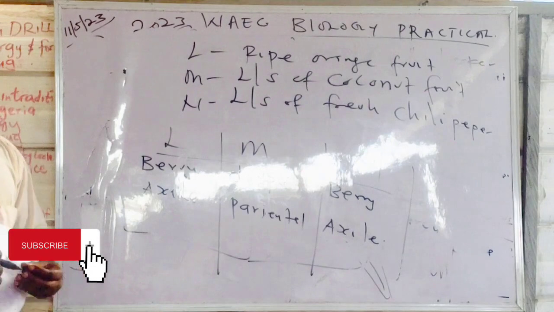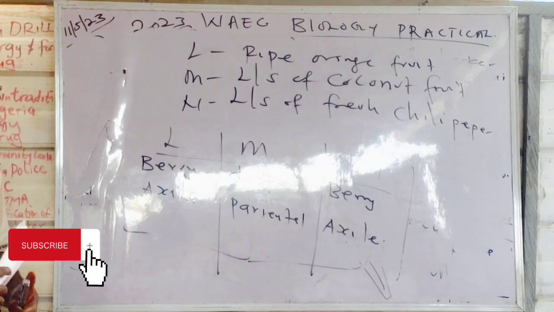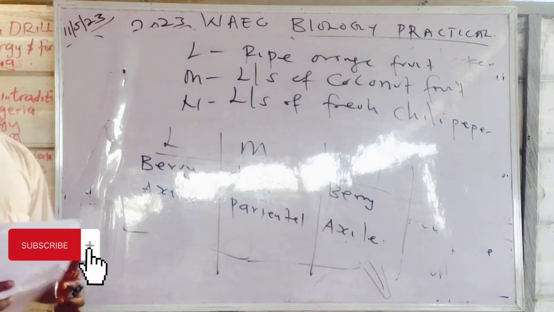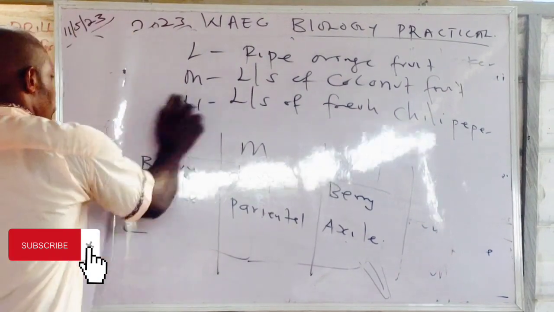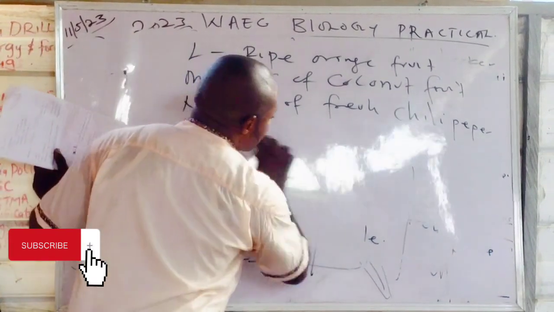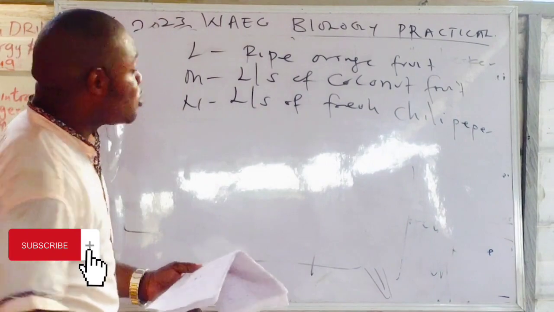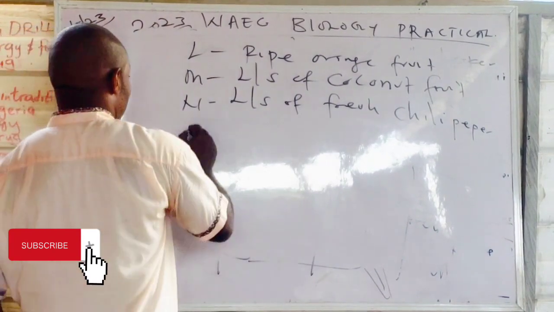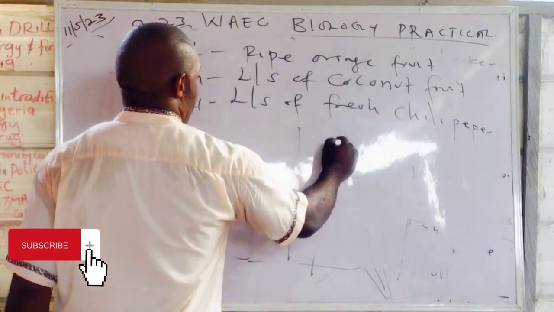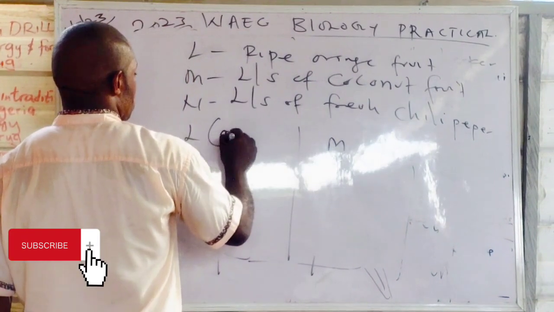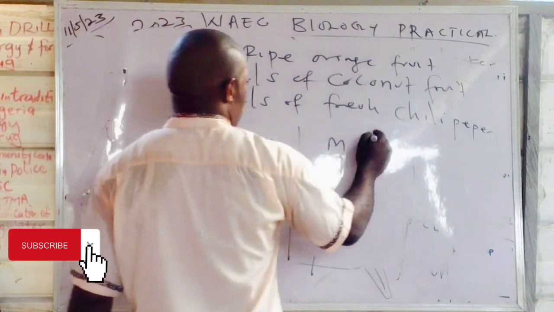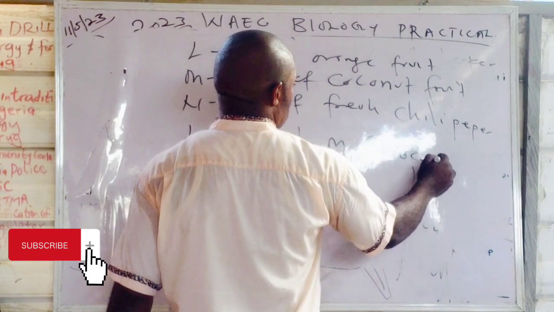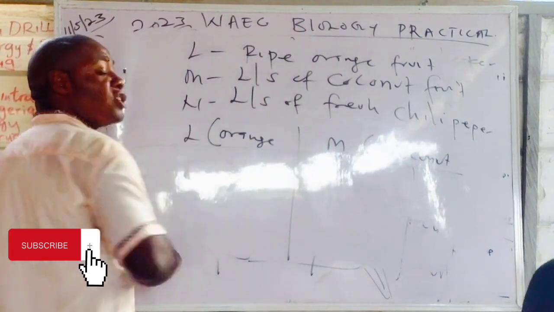Now, the major difference is to differentiate between a coconut and orange. I think we should be able to do that. And I will ask someone now. What about differences between specimen L and M? L is what? Ripe orange fruit. M is what? Coconut.